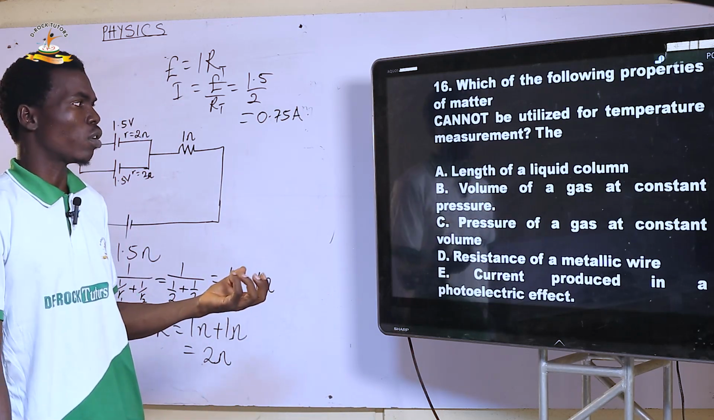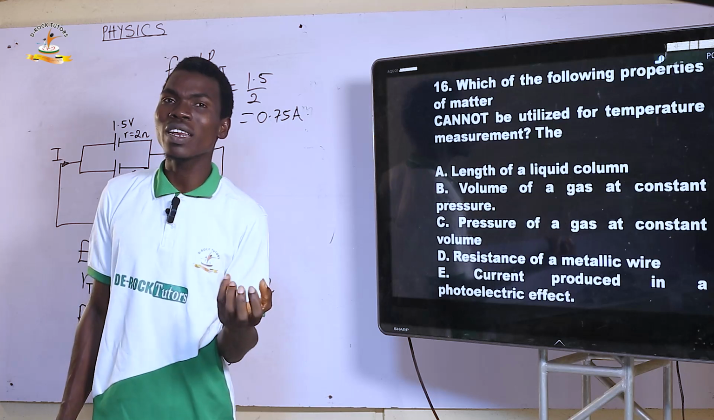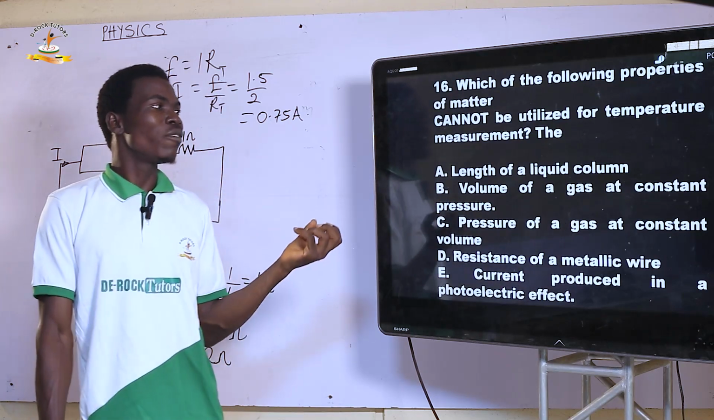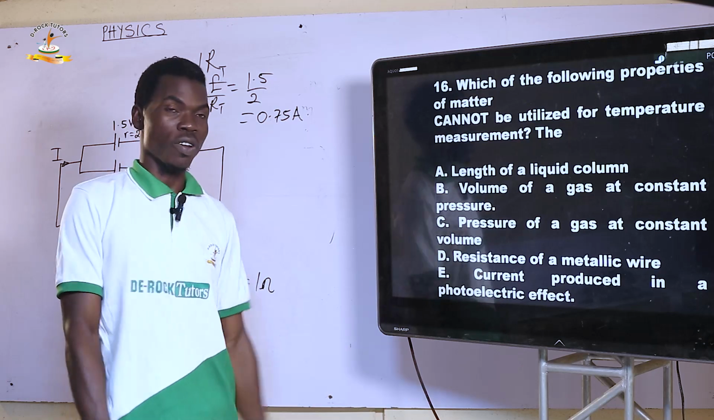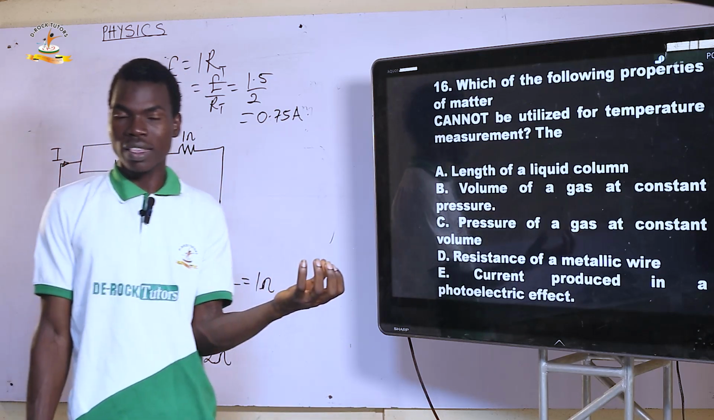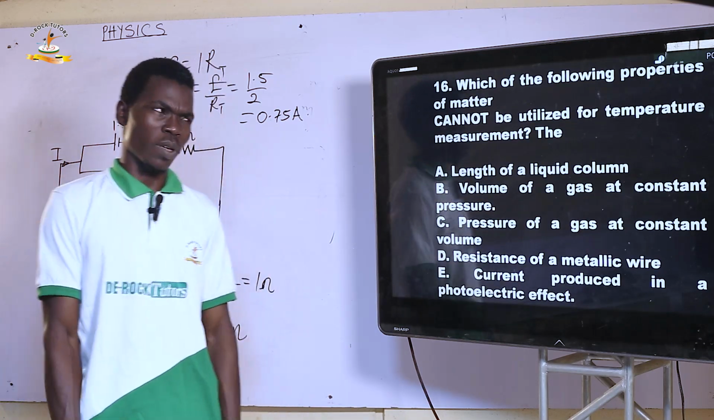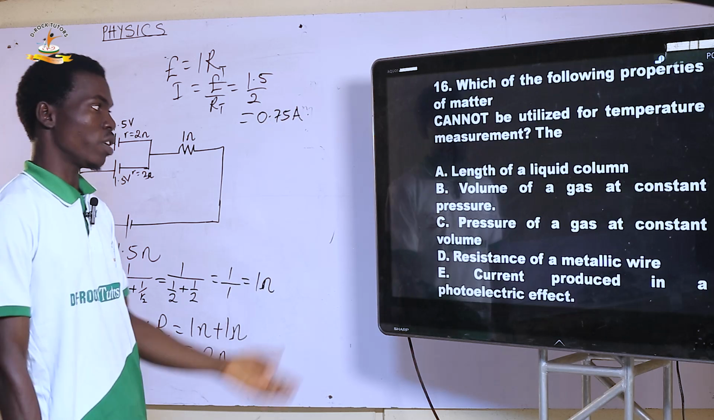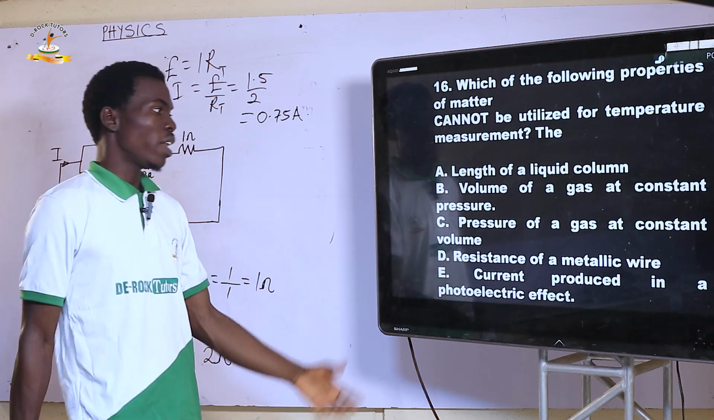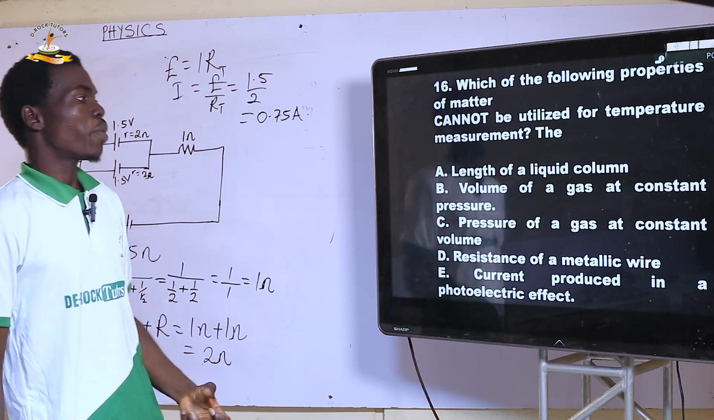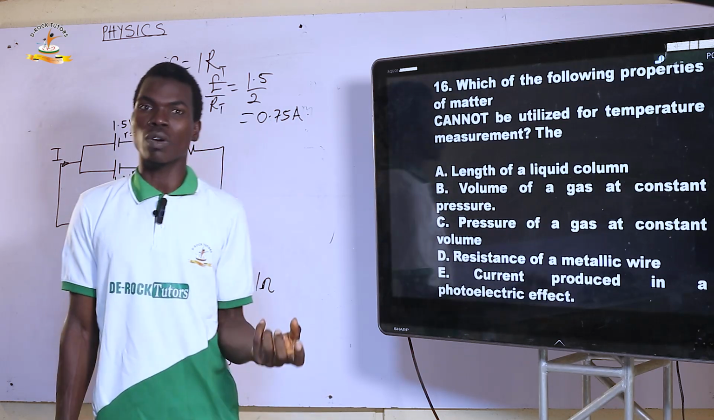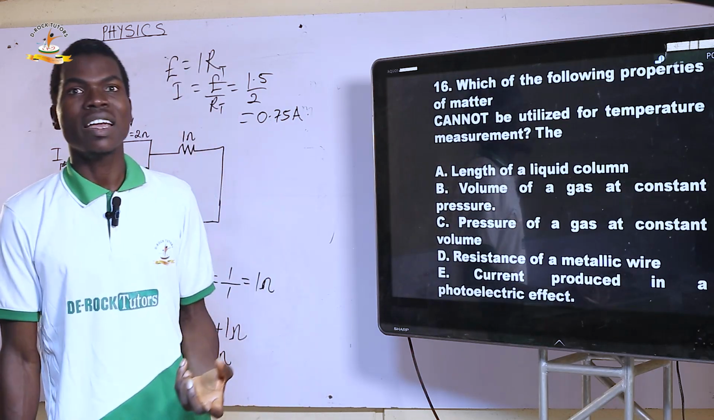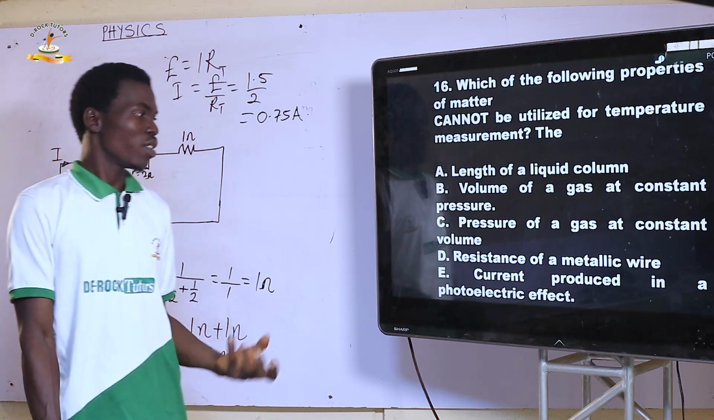So you have all your liquid in glass thermometers; they take volume and increase it at a constant pressure. For instance, your alcohol in glass thermometer and your mercury in glass thermometer take advantage of this option B. So it's not a problem. Let's go to the next option. C, pressure of a gas at constant volume. That is the basis for which a pressure thermometer is designed. So it's not a problem.